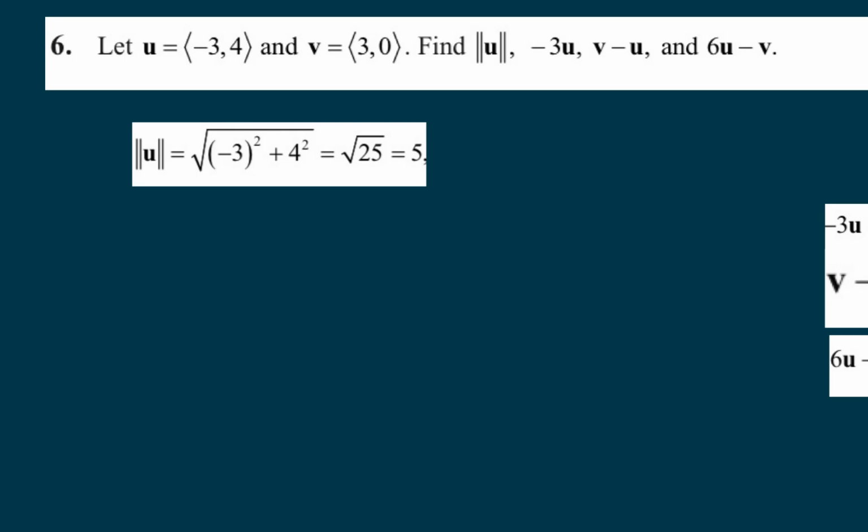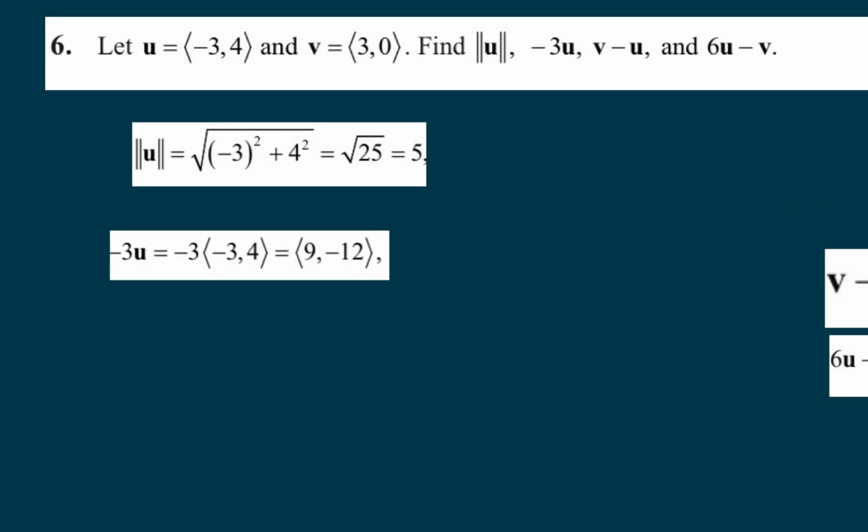The second question says, what is minus 3u? Take u and multiply by minus 3. Minus 3 times the vector u, minus 3, 4. 3 times 3 is 9, minus times minus produces positive 9. Minus 3 times 4 is minus 12. So the vector minus 3u is the vector 9, minus 12.